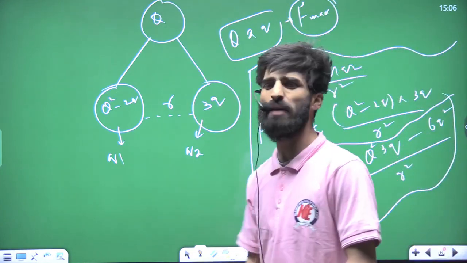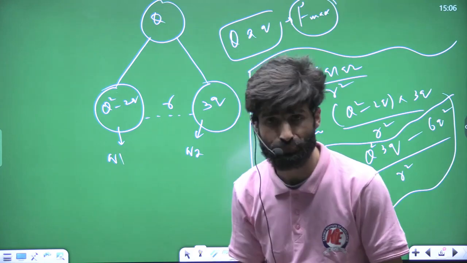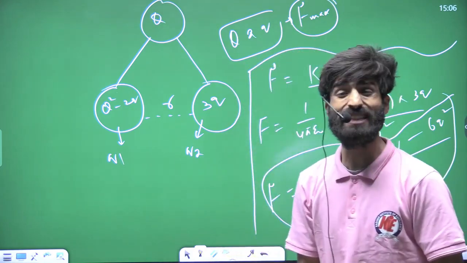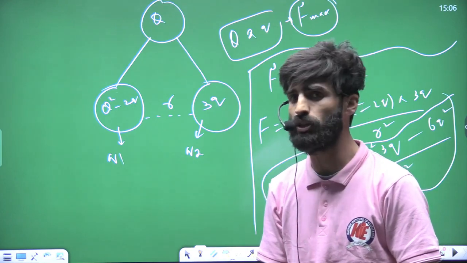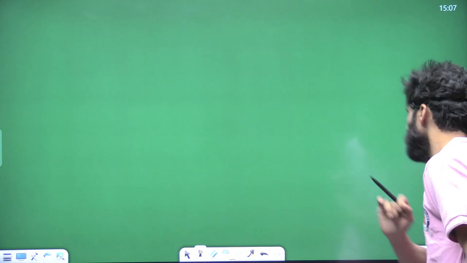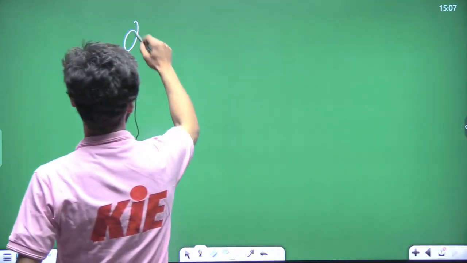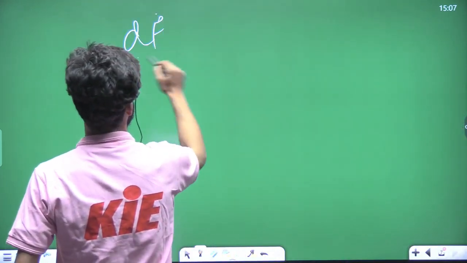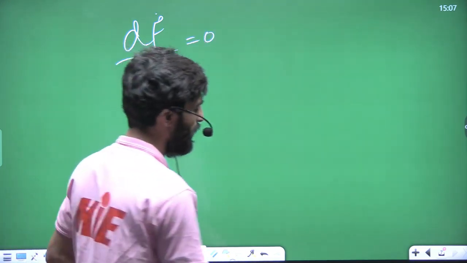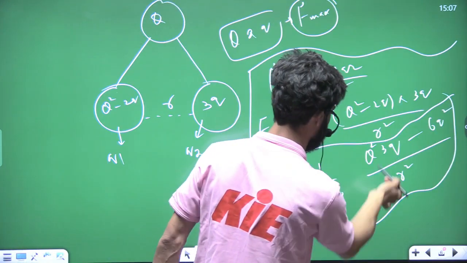One is Q square minus 2Q, second is 3Q. Now the examiner is telling, so be very clear, for the maximum force of repulsion, what is the relation between Q and Q? For that relation, we know that the differentiation of F with respect to Q should be equal to 0. So I have to differentiate this equation.